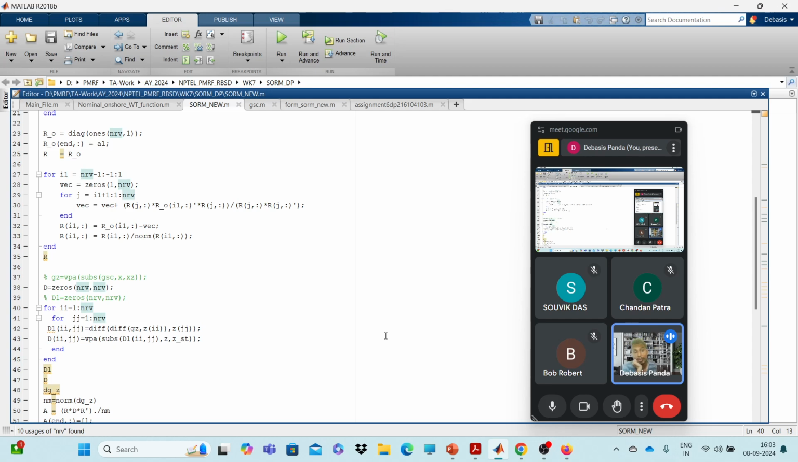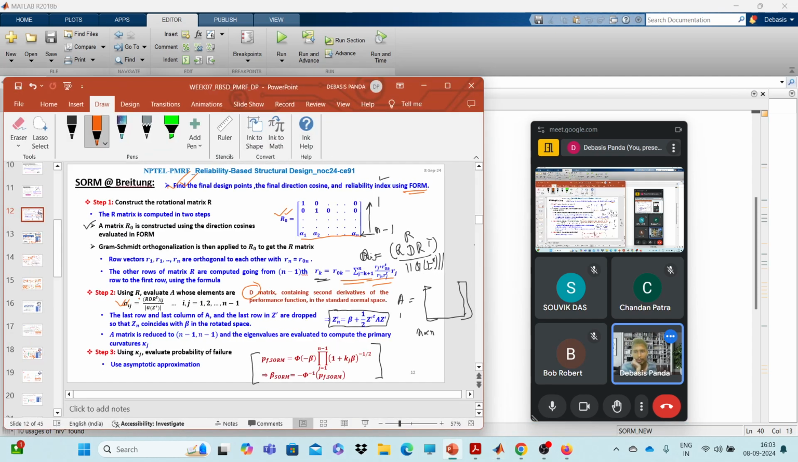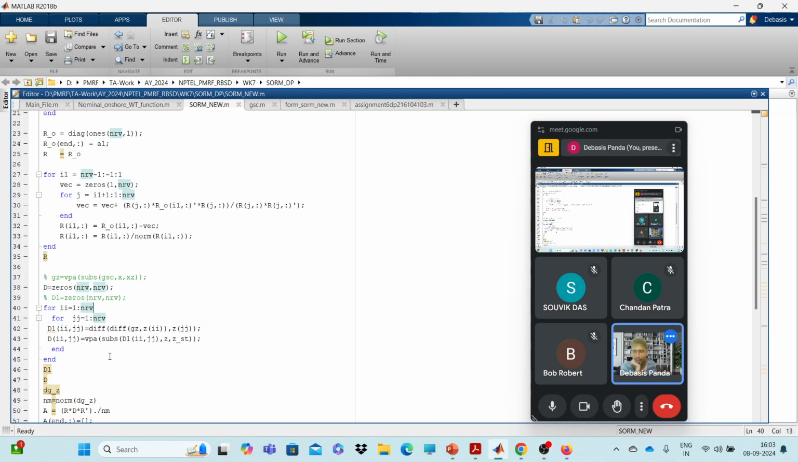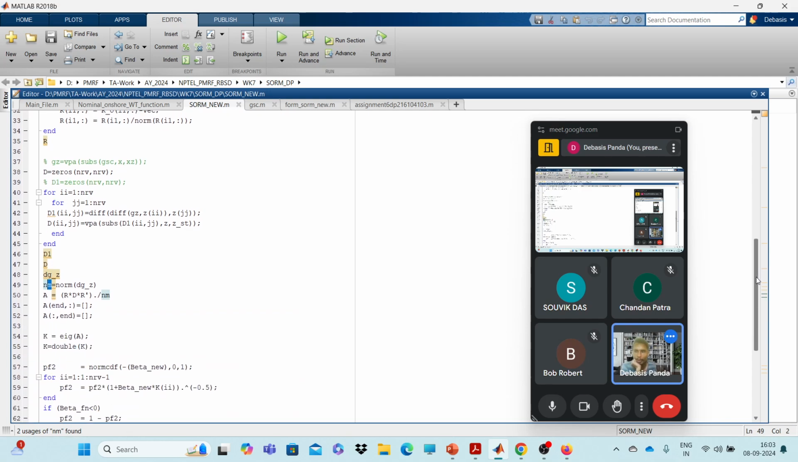Now, what was the formula for the A matrix? Recall the formula for the A matrix. The A matrix will be R D R transpose divided by the Euclidean norm of the gradient of G. We now have R in our hand, we have D, and we have g(z), so we can calculate the norm of the gradient. Let's see. Here I have calculated NM equals the norm of the gradient of g(z). There is a command, norm. If you directly write norm of some expression whose value we provide, MATLAB will calculate the Euclidean norm of this function.